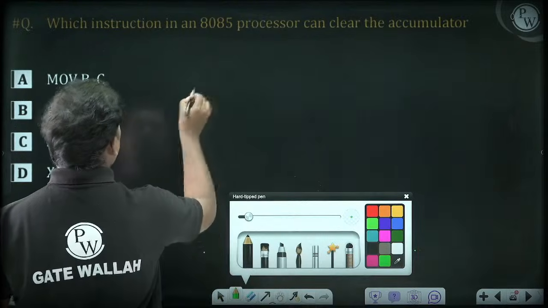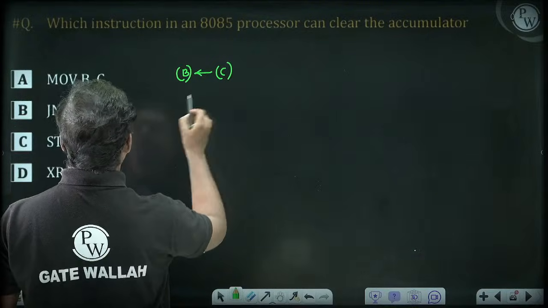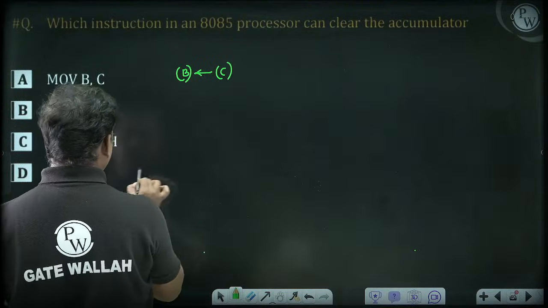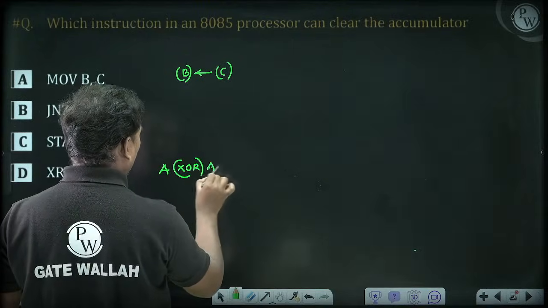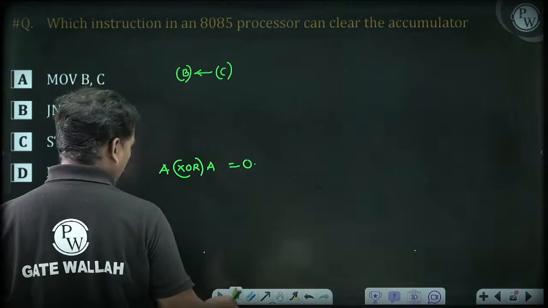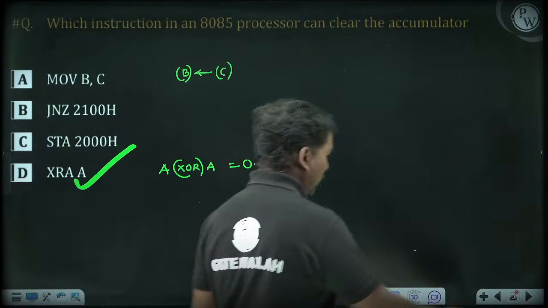Move B comma C means contents of the B will be traveled to the B. So this will not make any change in the accumulator. So XOR A means A XOR with A. Then the answer will be 0. So option D is the right answer. Okay, so let us go for the next question.